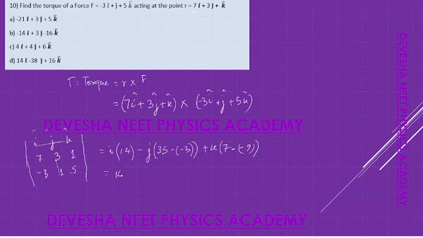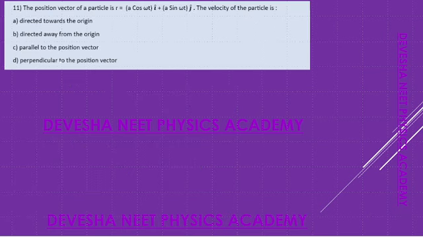So this becomes 14i. For j, 35 plus 3 becomes 38, so minus 38j. Plus k: how much is k? 7 plus 9 is 16, so plus 16k. Correct. So the answer is 14i minus 38j plus 16k. Okay, let's go to the next problem now.